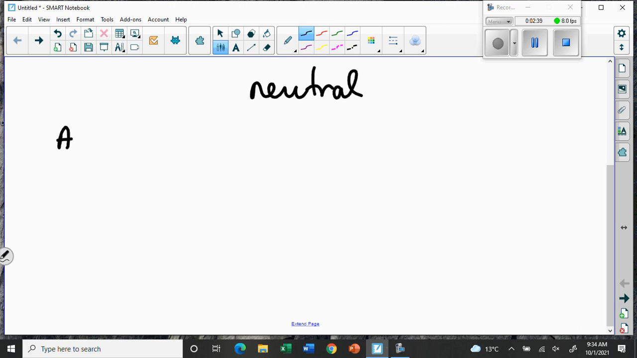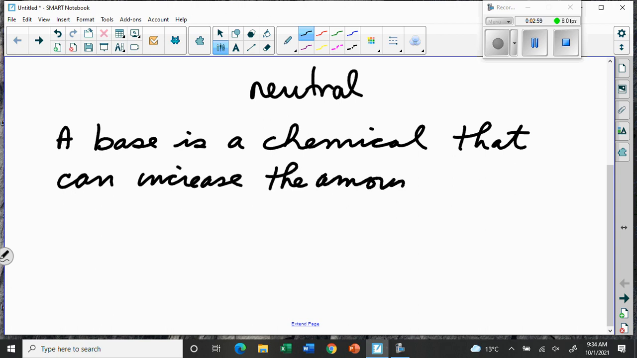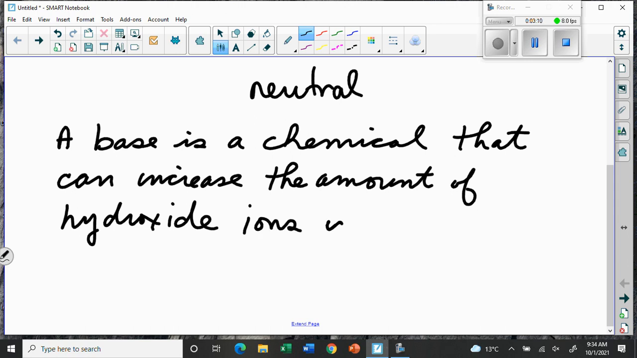A base is a chemical that can increase the amount of hydroxide ions. So acids make hydronium ions, bases make hydroxide ions in a solution.